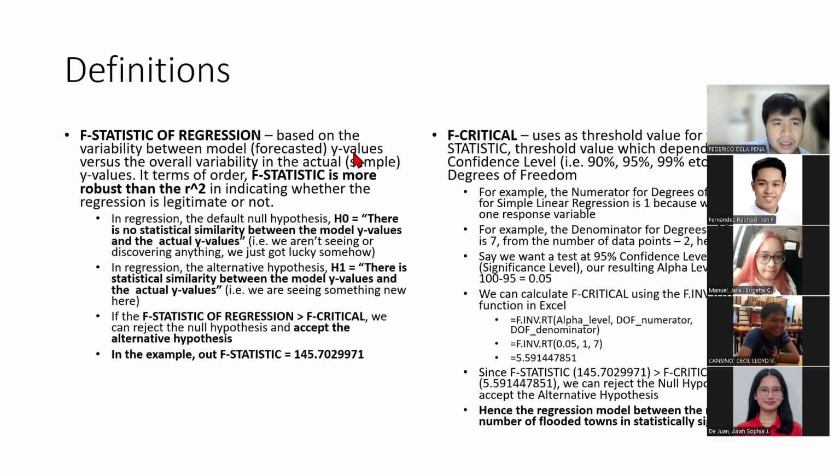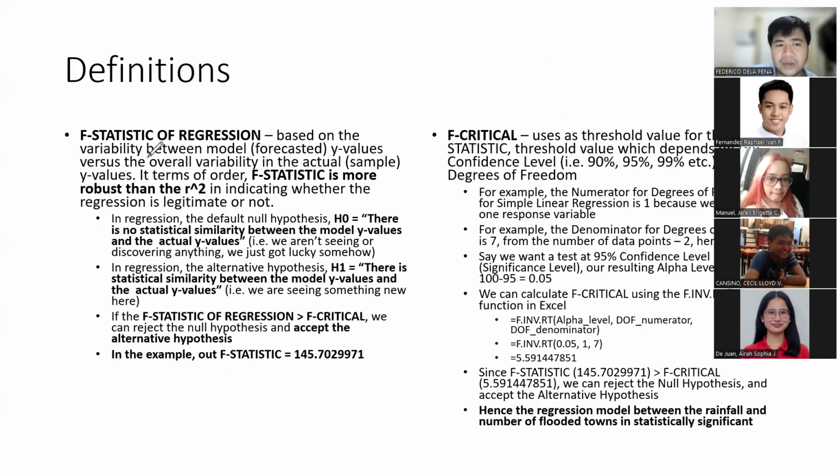The last one, this is actually also important: the F statistic of your regression. This is a sort of indicator value that's based on the variability between your model values versus the overall variability of your actual Y values. The F statistic answers one important question: whether your regression is actually legitimate or not in terms of statistics.